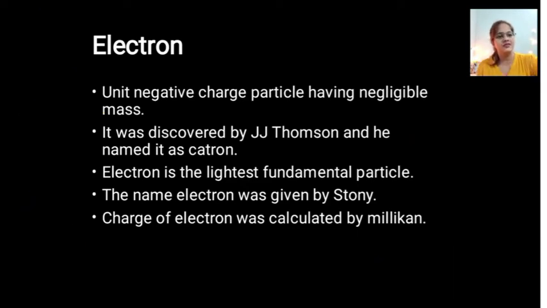Okay, now let's move on. It was discovered by J.J. Thomson and he named it cathode ray. So yes, J.J. Thomson discovered the electron first, but he did not name it the electron that we know today. He actually named it cathode ray, but the name electron was given by Stoney.